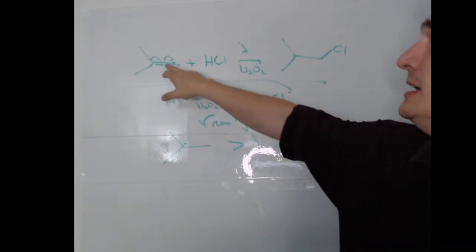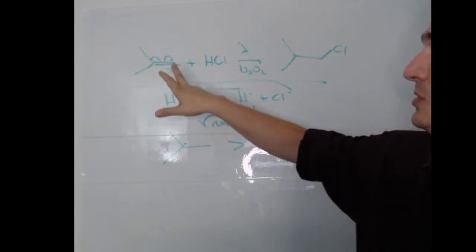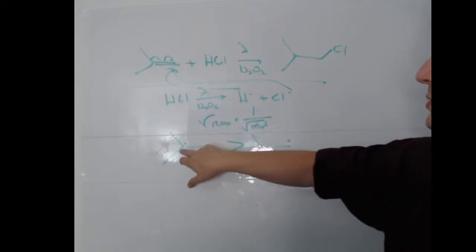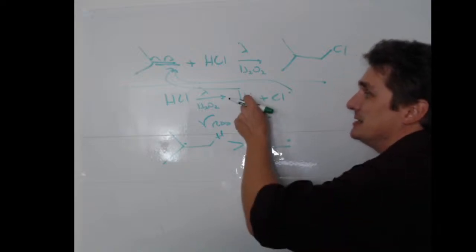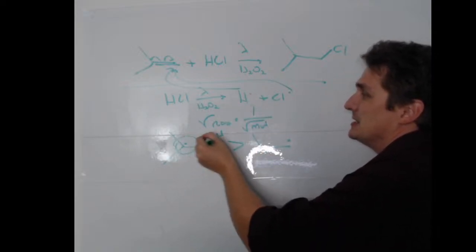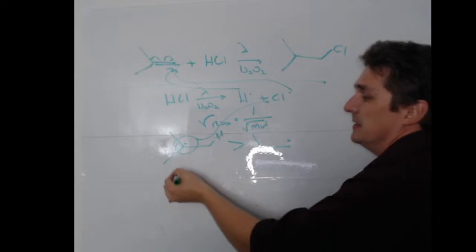It should move faster, and it should have an equal chance of attacking both if we really get down to it. But if we're going to say, well, we want to form this more stable radical, it makes a lot more sense to say that this happens first, and then the rate limiting step is this combining with this, but that's Markovnikov.